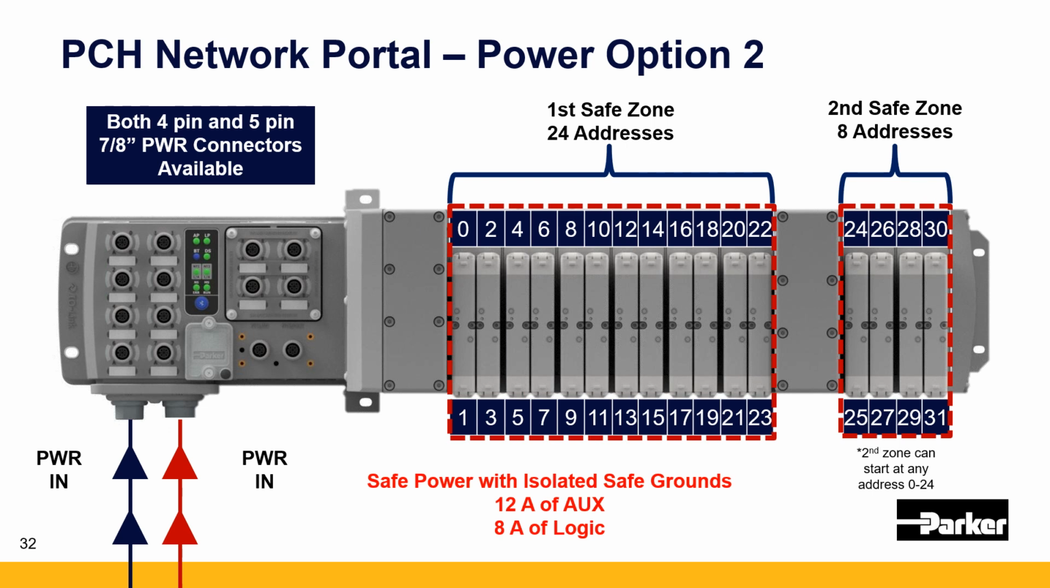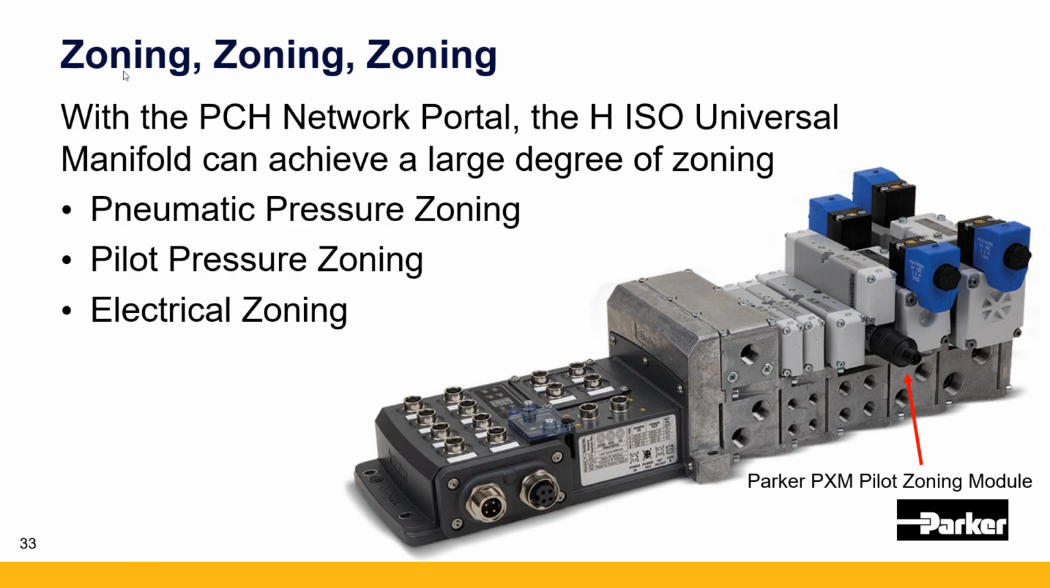What I'm going to show you is our second power option, okay? This is what we like to call our safe zoning. So on the actual power connector, again, that right power connector in your bottom left that you're seeing in red, you're having two power connectors go in, and on that right connector, we actually have isolated safe grounds that help you establish two safe zones. So your first safe zone is the first 24 addresses. Your second safe zone are your last 8 addresses.